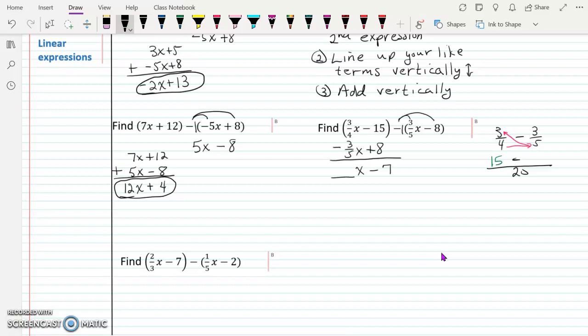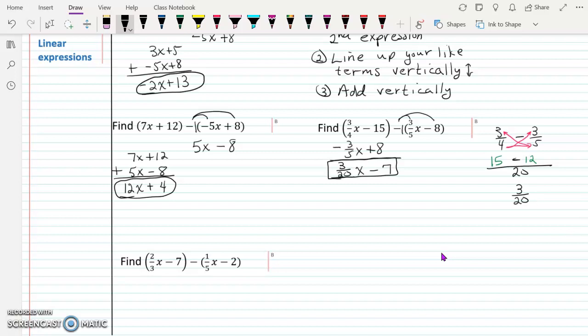Copy my minus sign down because this is a subtraction problem. And then I'm going to multiply 4 times 3, and I'm going to get 12. Then I'm just simply going to subtract that numerator. 15 minus 12 is going to leave me with 3/20. Since that cannot be simplified any further, this is 3/20x minus 7. And we're finished right there.